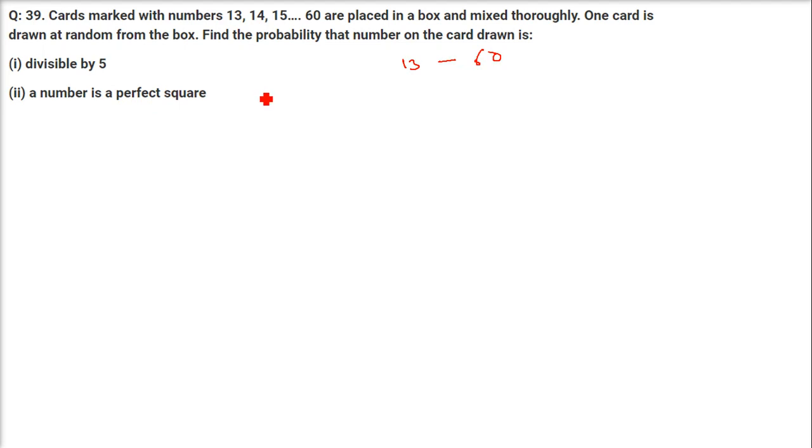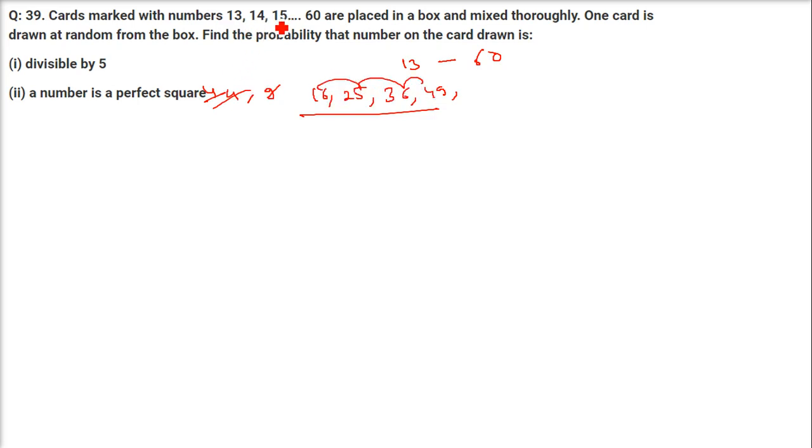Now, the number is a perfect square. Now you have to write the perfect squares. You cannot write 4, 2 square is 4. You cannot write 3 3s are 9. 4 4s are 16, yes, you can write. 4 or 9 you cannot write, but 16. 4 4s are 16, 5 5s are 25, 6 6s are 36, 7 7s are 49. And 8 8s are 64, so you cannot write this. You can just write these. So the number is a perfect square is 4.